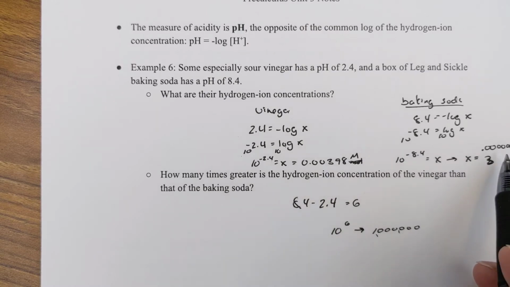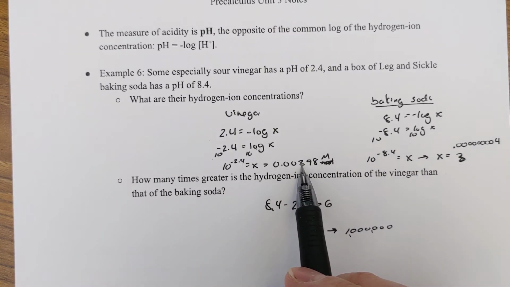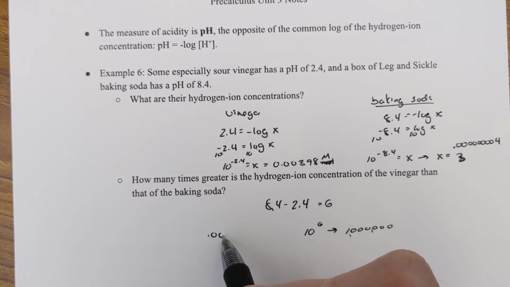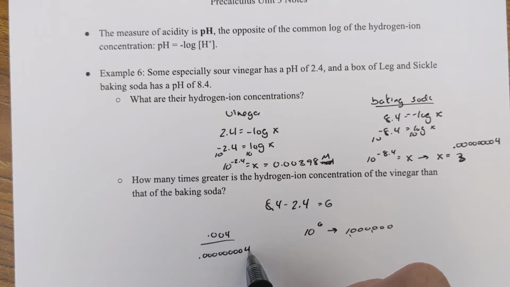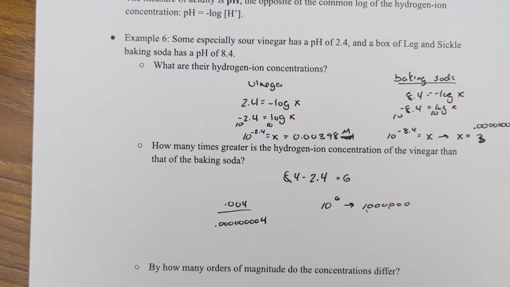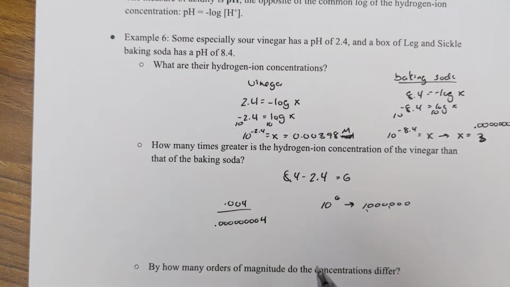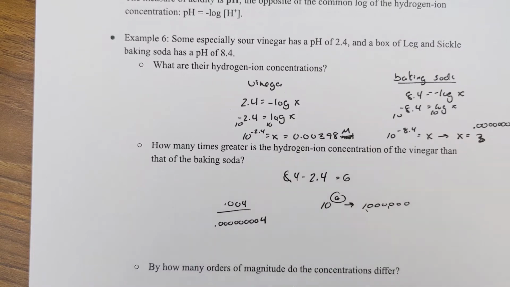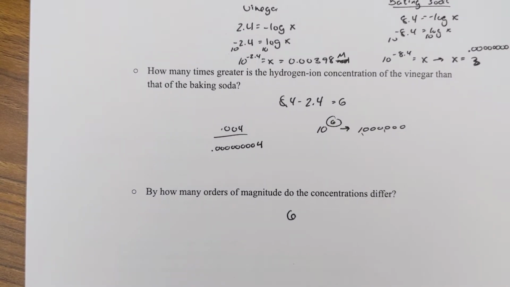If you can actually work that out, if you divided this number by that number, 0.004 divided by 0.000000004, you'll get the same number. How many orders of magnitude? That's actually 6 orders of magnitude.